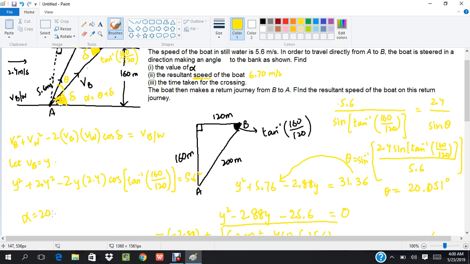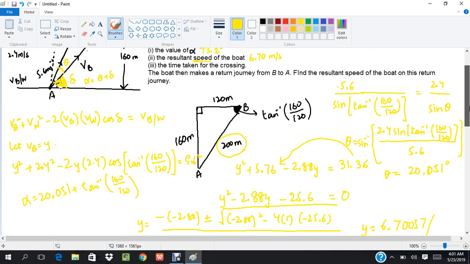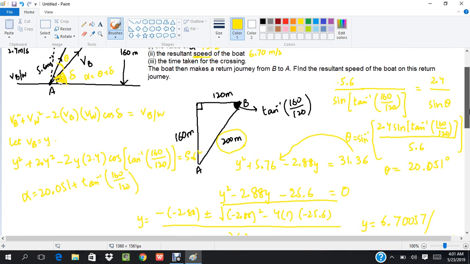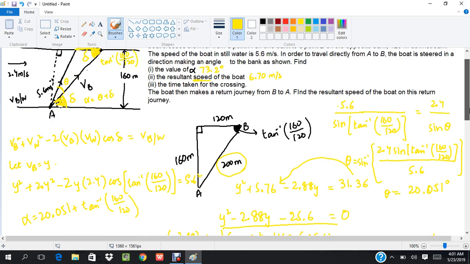We can now finally state the value of alpha. Alpha is equal to theta, which is 20.051, add delta, and delta was tan inverse of 160 upon 120. So if I add tan inverse of 160 upon 120, I'll get the value of alpha as 73.2 degrees, correct to one decimal place. Now I can very easily find the time taken for the crossing, because I know the distance AB from the triangle of distances. I simply have to divide it by the resultant speed. Remember, I'll use the exact value, not the rounded off value, to find the time. So I'll use 200 divided by 6.70057, and the time is 29.8 seconds.